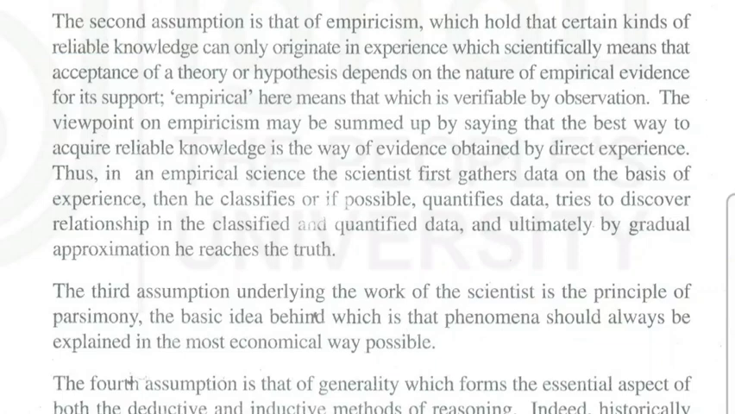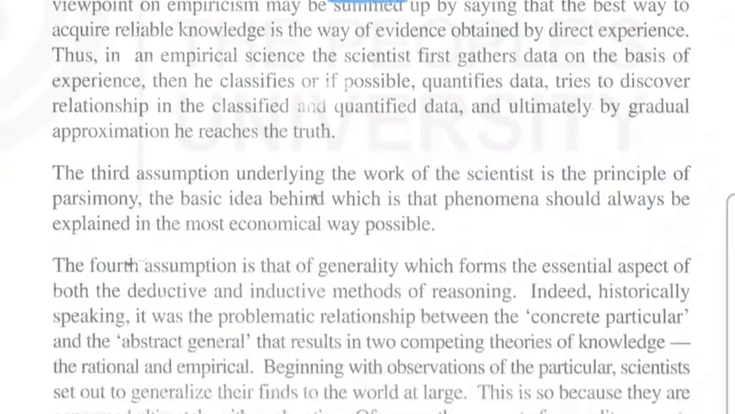Thus, in an empirical science, the scientist first gathers data on the basis of experience. Then he classifies, or if possible, quantifies data, tries to discover relationships in the classified and quantified data, and ultimately, by gradual approximation, he reaches the truth.